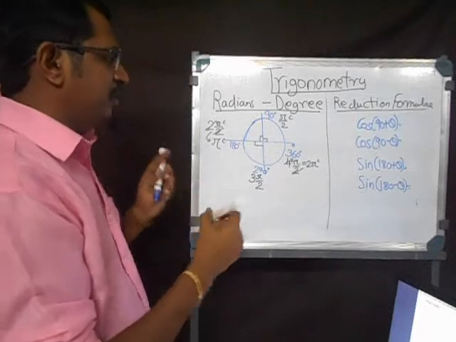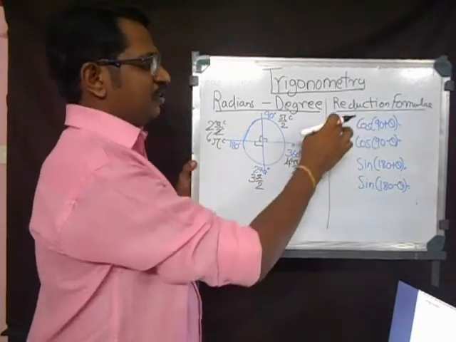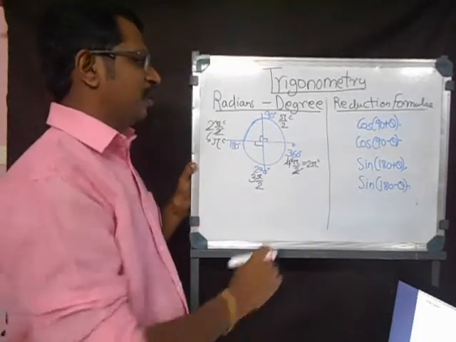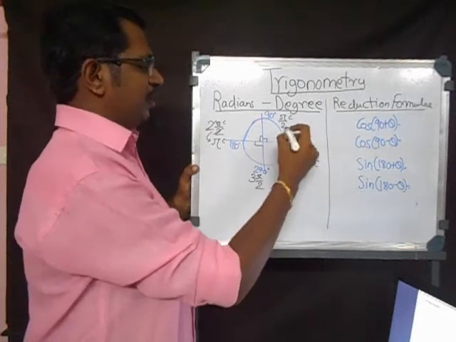Now let's see another interesting fact. There is a reduction formula I have written here. This is also critical in trigonometry. How do we remember this in the simplest of forms? So let's see.